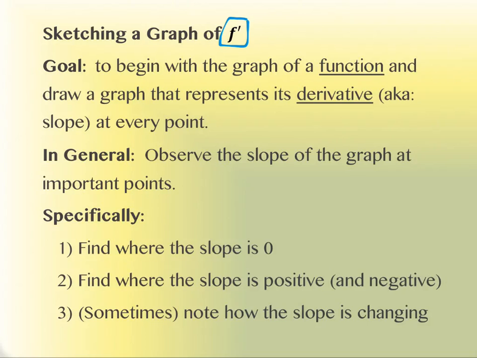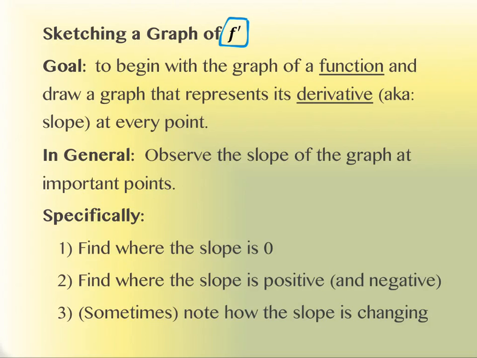Where do you have slope values of 0? And you worked a little bit with drawing tangent lines in the last section. So if you think about that, the idea is, where is the tangent line horizontal? Because that's a slope of 0. The second thing to look at is where the slope is either positive or negative.